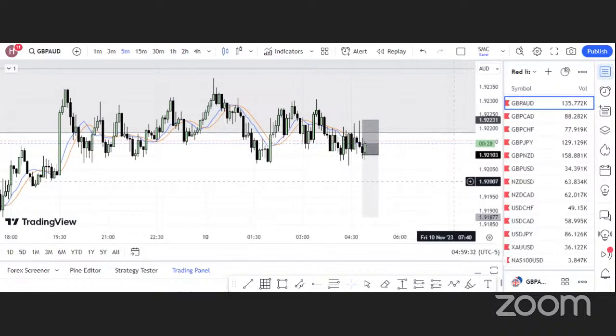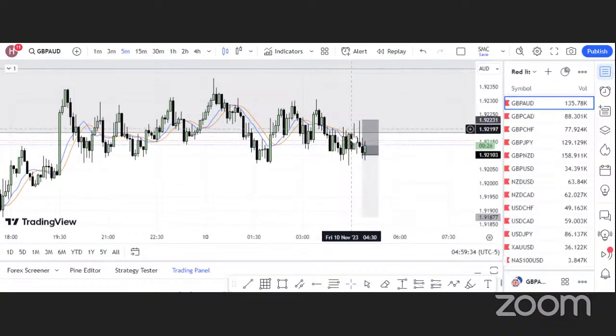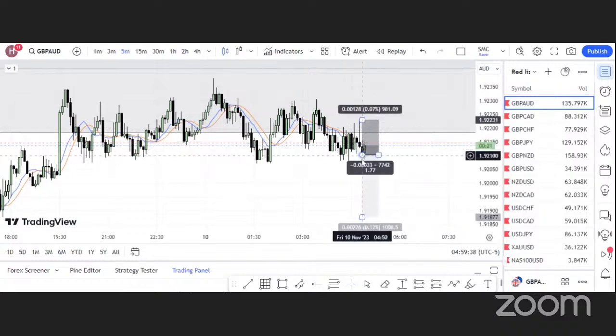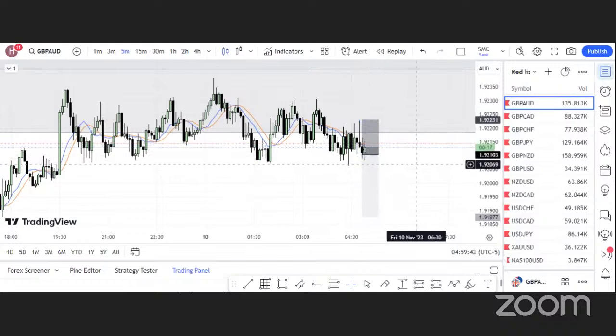And then as you can see, look at the movement from here. See, we got this, we got this, we got this long rejection. Okay, we got so many rejections here. And those signify that the market is going to go down.